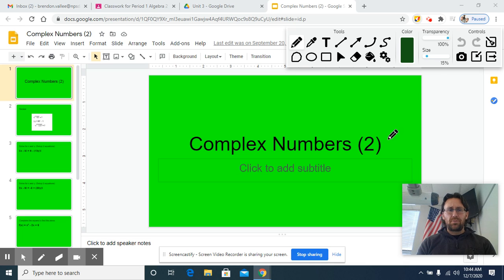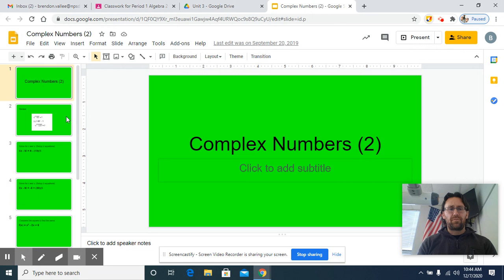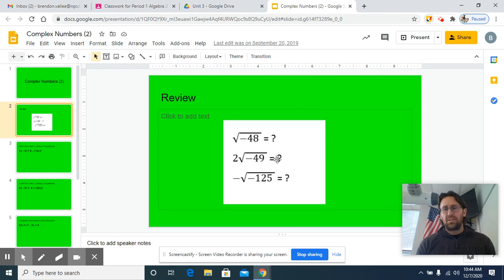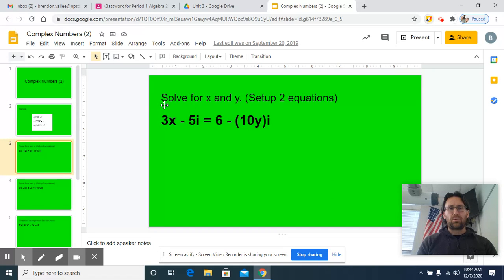Okay, we're continuing with complex numbers. If you missed the last lesson on how to simplify these with the letter i, please see the previous video. But now we're going to do equations with the letter i.